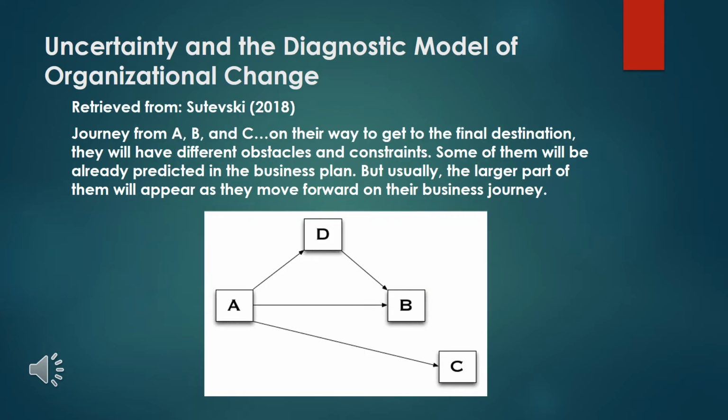When trying to get from A to B in an organization, sometimes there are obstacles in the way. As you can see on this diagram, there are stumbling blocks with D and C. Some of them will be already predicted in the business plan, but usually the large part of them will appear as they move forward on their business journey.